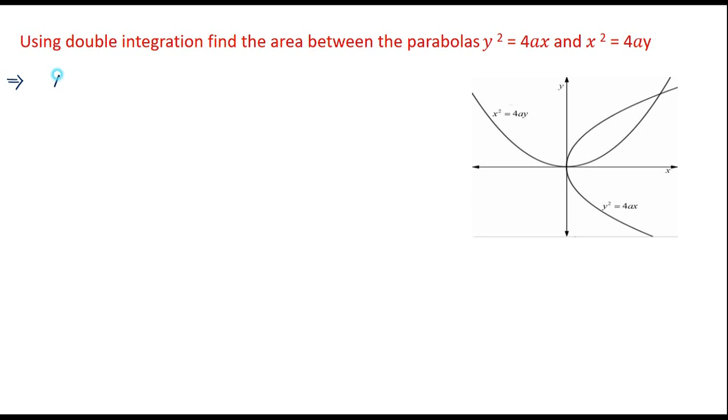The area in double integration is given by area is equal to double integration dA, or you can also write it as dy dx or dx dy. First we need to find the limits of x and y. Here y square is equal to 4ax is a parabola whose axis is the positive x-axis, and x square is equal to 4ay is the parabola whose axis is the positive y-axis. So the region of integration is given by this region, and we have to find the area of this region.